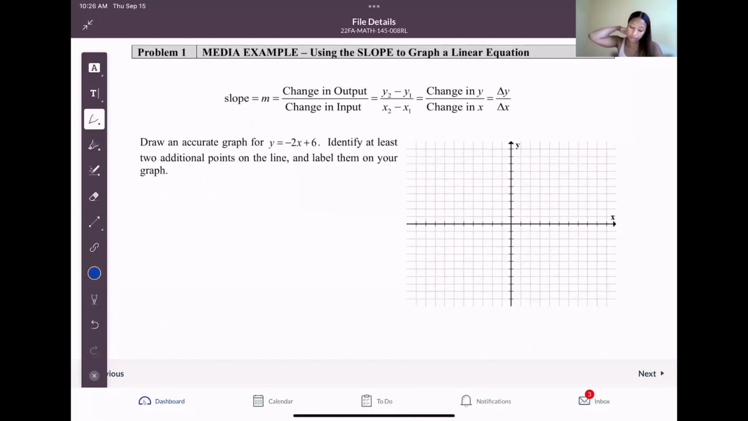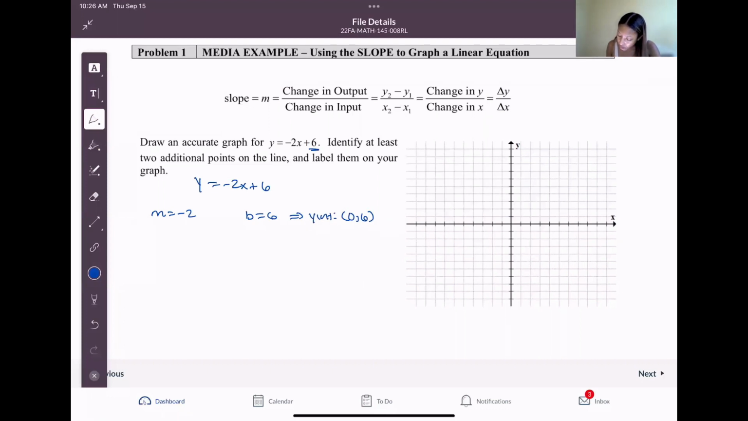We're asked to draw an accurate graph for y equals -2x plus 6. Identify at least 2 additional points on the line and label them on your graph. So first, if you're given an equation in slope-intercept form, the very first point that you should plot is the y-intercept. So for y equals -2x plus 6, m is equal to -2, and b is equal to 6. So the y-intercept is the point (0, 6). That's the first point that you can plot.